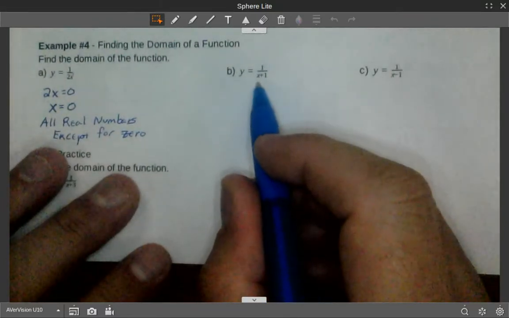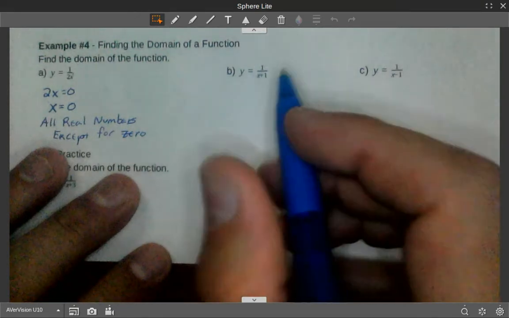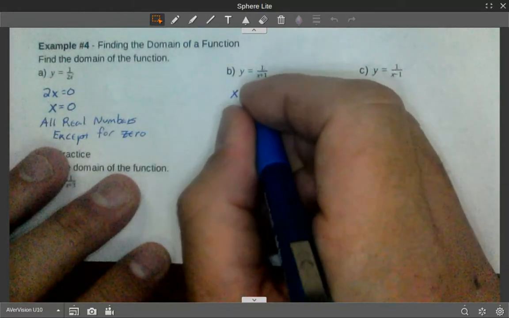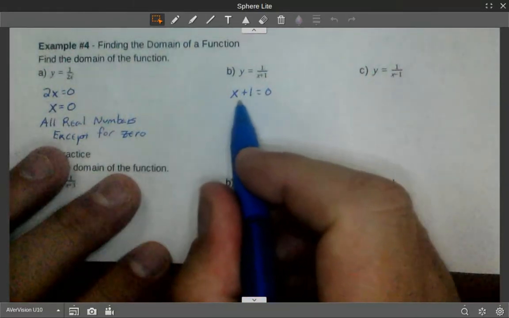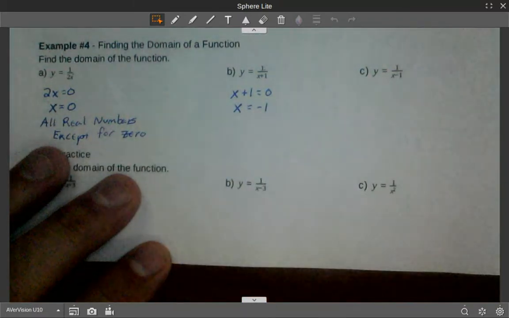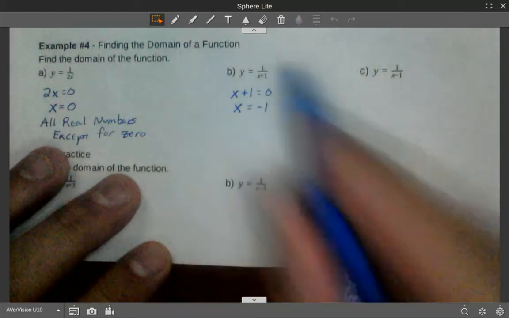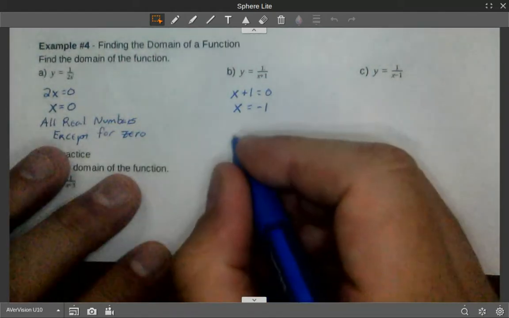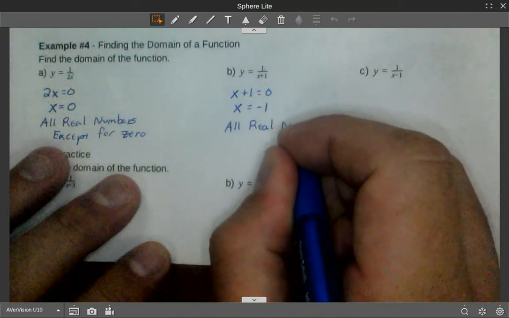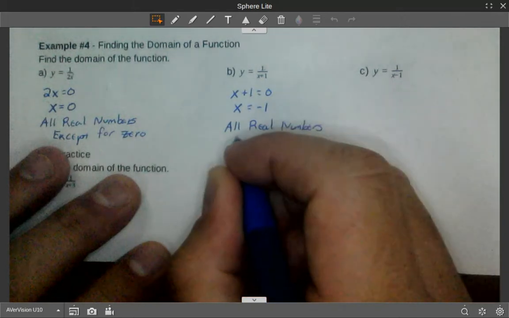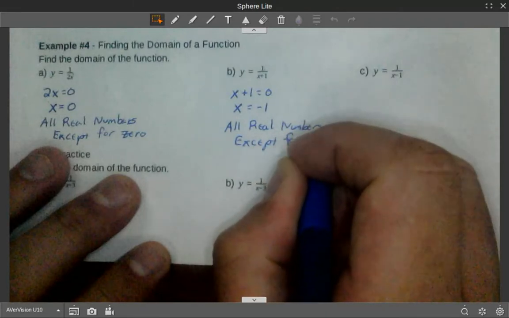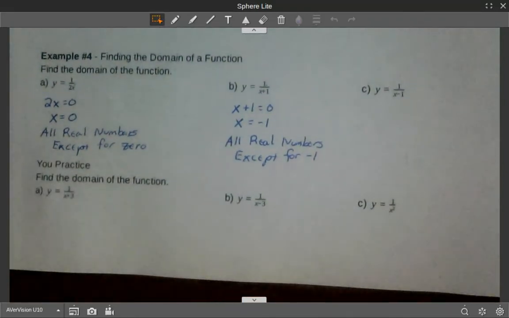So in part B, we want to find out what number we cannot have in the bottom. So I know that I can't have 1 divided by 0. That won't work. So if x plus 1 is equal to 0, what's the value of x that I can't plug in? Well, if I solve this, I get x equals negative 1. So I know that it's going to be all real numbers except for when x is negative 1. So this will be all real numbers except for negative 1.